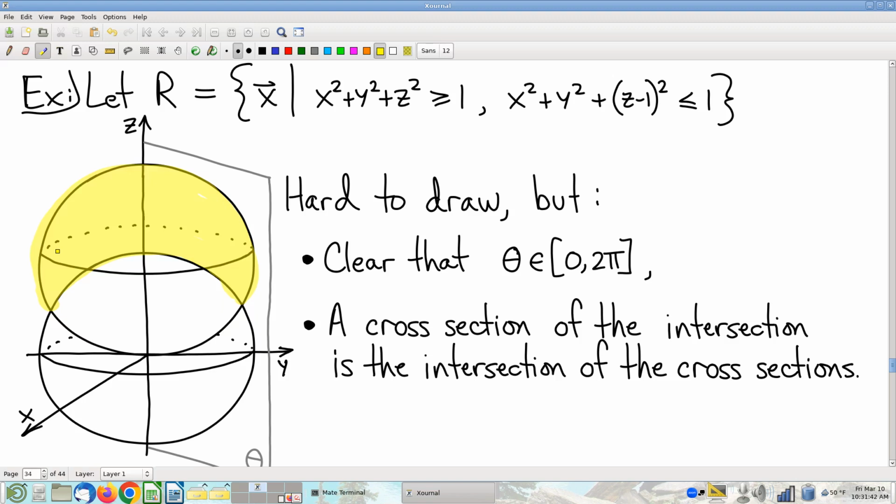Okay. So, I claim that's hard to draw. Now, what I just did here wasn't that hard, right? But notice my picture is actually quite poor. There is actually an edge or a lip going around like this. That's just hard to see, isn't it? Let me just go ahead and draw that.